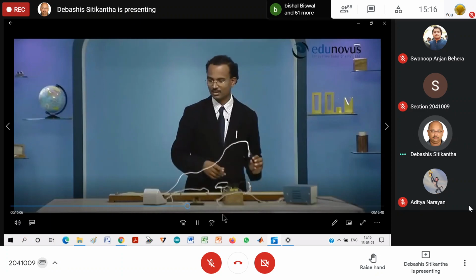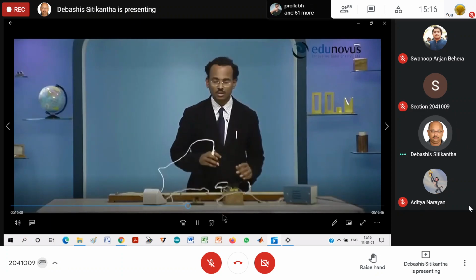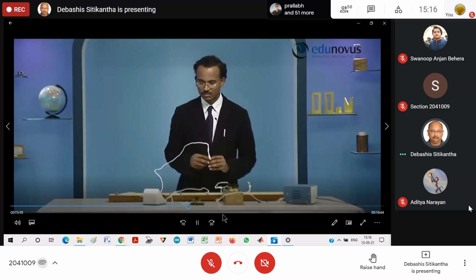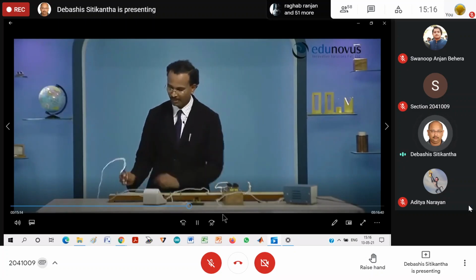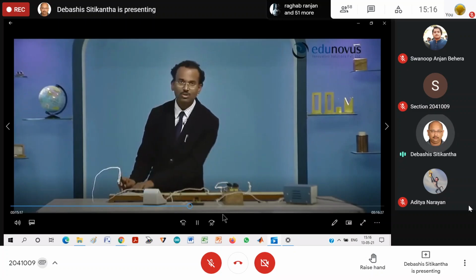Yes, it does. So far so good. Now we have to check the second part also. For that, we will keep this jockey at the lowest potential point here. So this is close to 0 volts.